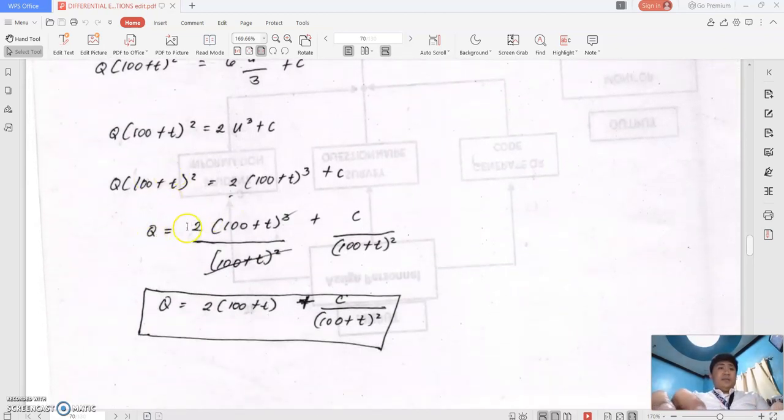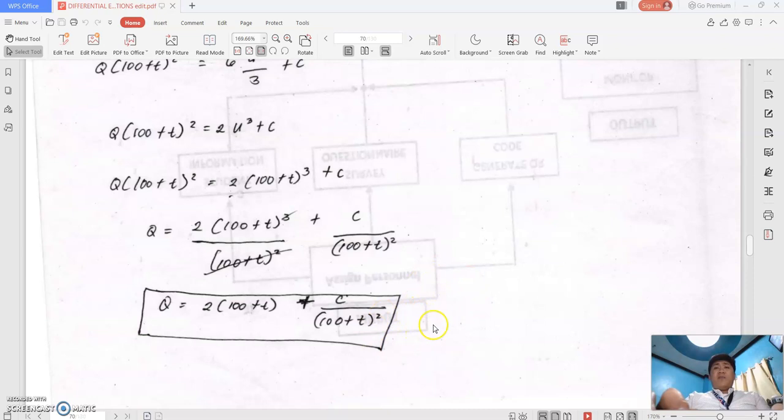To get the q, since we are looking for the q, we will make a formula that will get the q. Salt man gipangita na to after an hour. So we'll transpose it, we'll divide it to both sides. You have this one divided by 100 plus t squared. So you have cube here. So it becomes 2 times 100 plus t plus c over 100 plus t squared. That is our general solution.